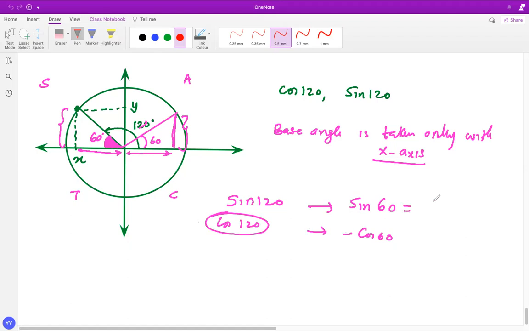So sine 60 is root 3 over 2. If you use the 30, 60, 90 triangle that I drew, I'll just redraw it here: root 3, 2, and 1. So you can see sine 60 is root 3 over 2, and negative cos 60 is negative half. So this is how you first do the basic problem on the unit circle.